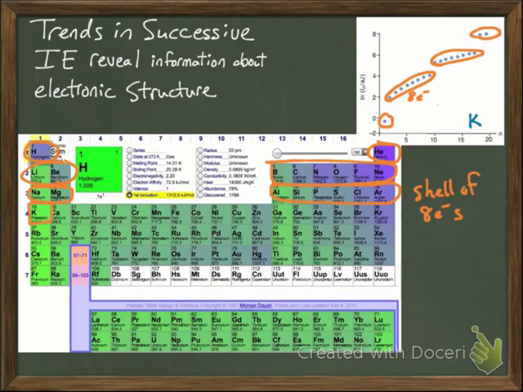I have 2 electrons with very high energy, right? And 2 steps in the periodic table. So that is the first innermost shell of electrons associated with potassium.